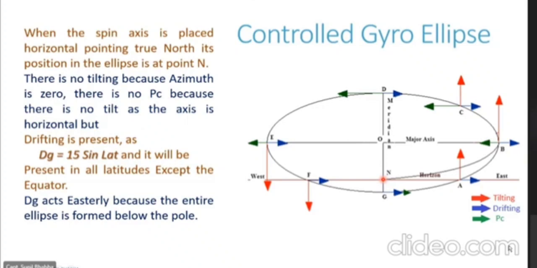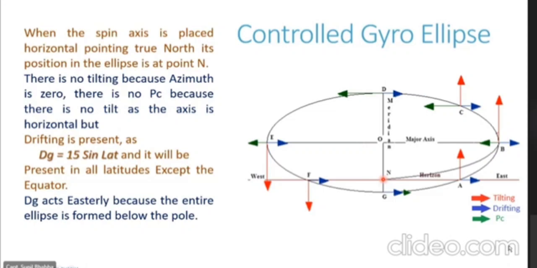point represented by N. Now let us try to analyze the forces acting on the spin axis right now at point N. At point N, tilting will be zero because tilting is proportional to azimuth. The azimuth right now is zero, spin axis is pointing in the meridian. So azimuth zero, tilting will be zero, there is no red vector. At point N, the control precession will also be zero because control precession is proportional to tilt.